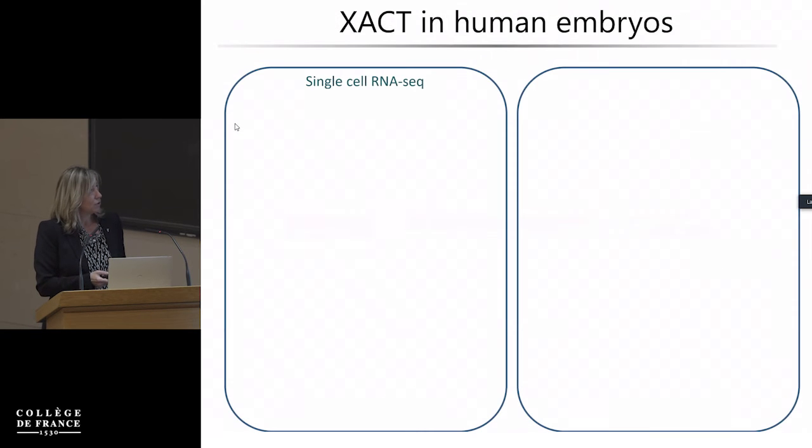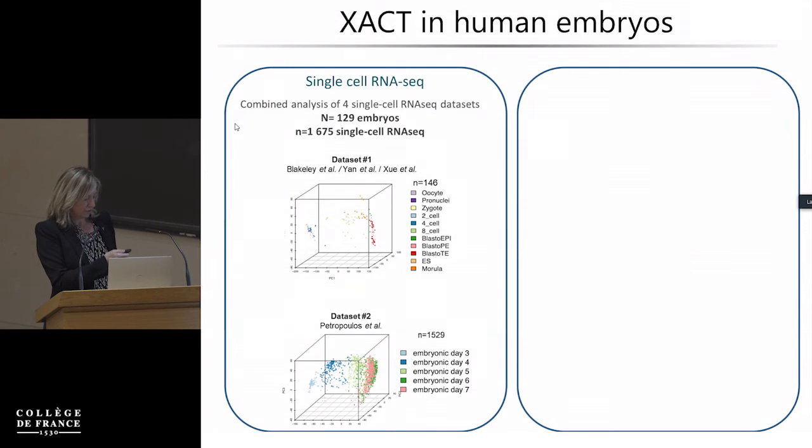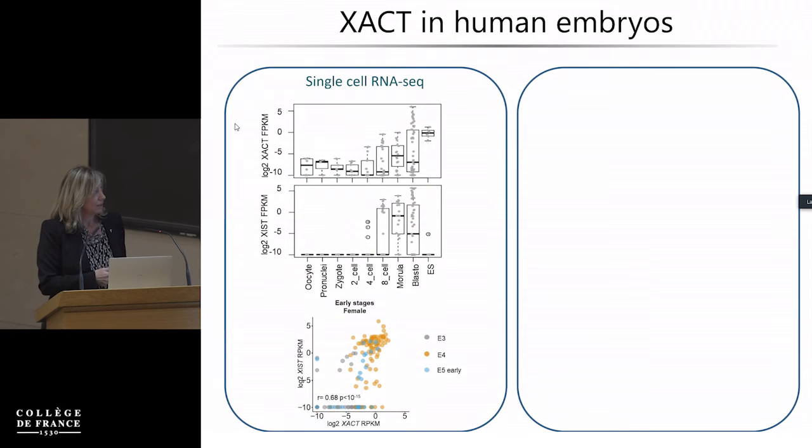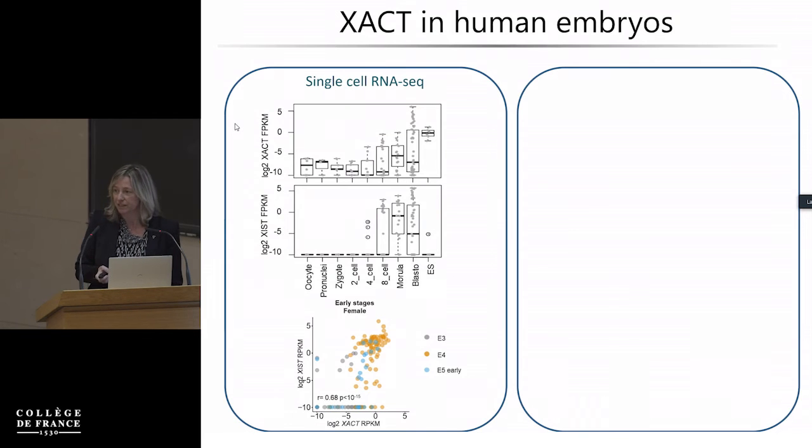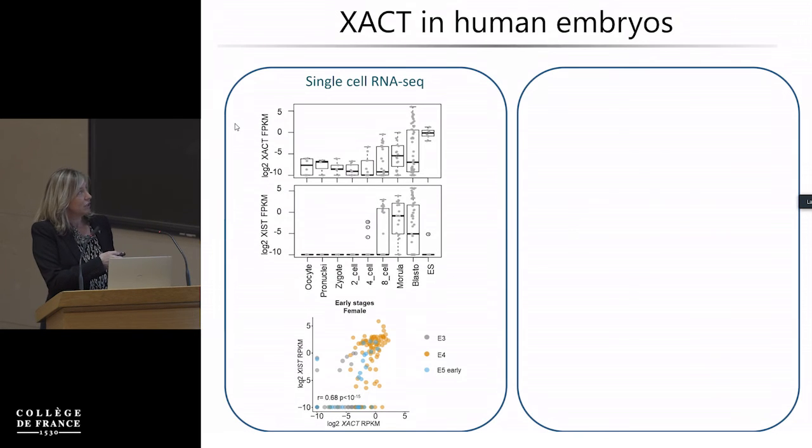So what we did next was to look at human embryos. So we took advantage of single-cell RNA-seq data that were available. So a different set of data, which left us with a lot of cells. And what we could observe with this data is that indeed XACT is expressed in the human embryo, and its expression starts right after the activation of the zygotic genome. And actually, its pattern follows that of XIST, so there is expression of XACT in the embryo.